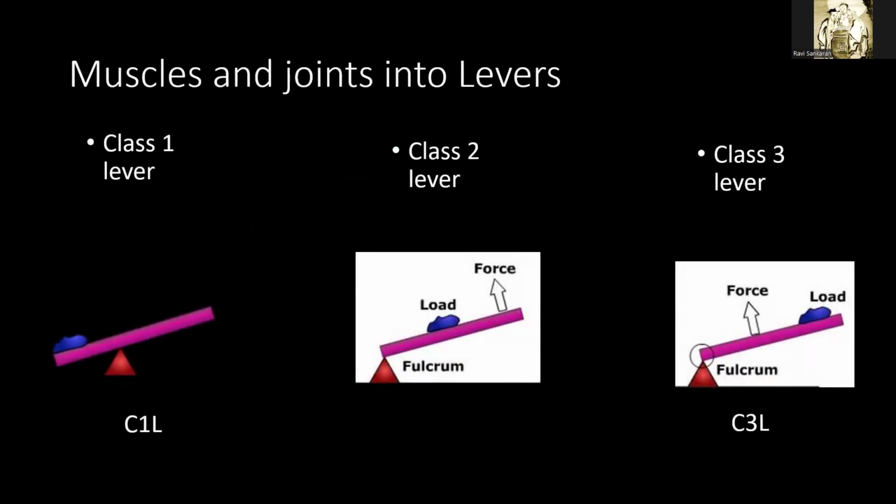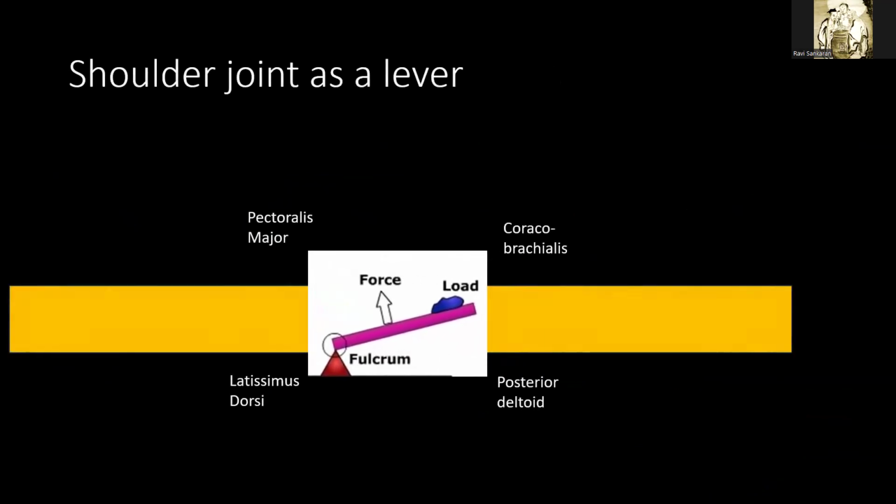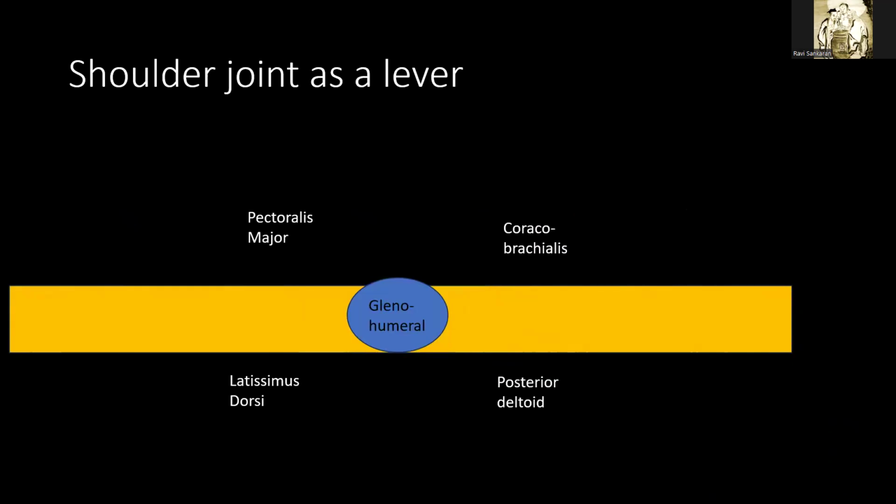It's more than that, though. We want to look at these muscles and joints and turn them into levers. So we know a class 1 lever. It's our standard lever where the force is on one side, weight is on the other side, fulcrum in the middle. Class 2 and class 3 levers have the fulcrum on one end and varieties of load and force in different positions. But when we translate this into the shoulder as a joint, you can see the shoulder has forces pulling in both directions. So in the anterior plane, you could have a pectoralis major pulling it, and a coracobrachialis. And in the posterior plane, you could have latissimus dorsi or posterior deltoid pulling it backward. And this is essentially a glenohumeral joint.